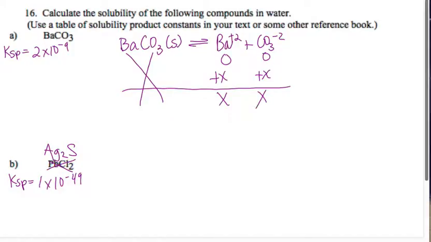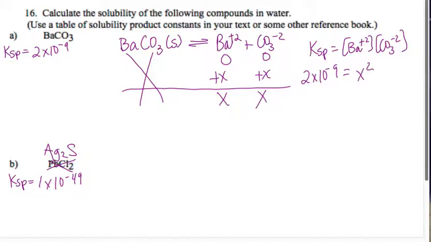This one's pretty simple because all we're going to do now is plug in our X's, plug in our KSP, and solve for X. So our unsubstituted expression: we have 2 times 10 to the negative 9th is equal to X times X, plugging it in from the E line on the rice table. So X, which is equal to the solubility, just writing that as a note for y'all, is equal to what?